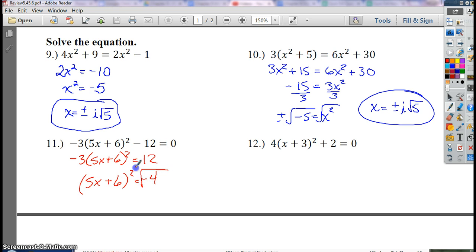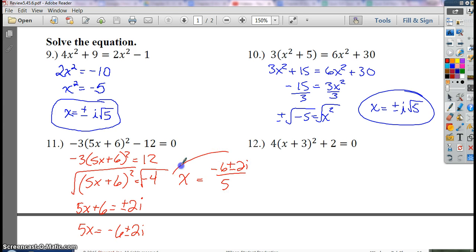And I'm in a scenario where I need to do the square root. The square root of negative 4 is plus or minus 2i. I then subtract 6 over. I get negative 6 plus or minus 2i. Then I'm going to divide by 5. So negative 6 plus or minus 2i all over 5.